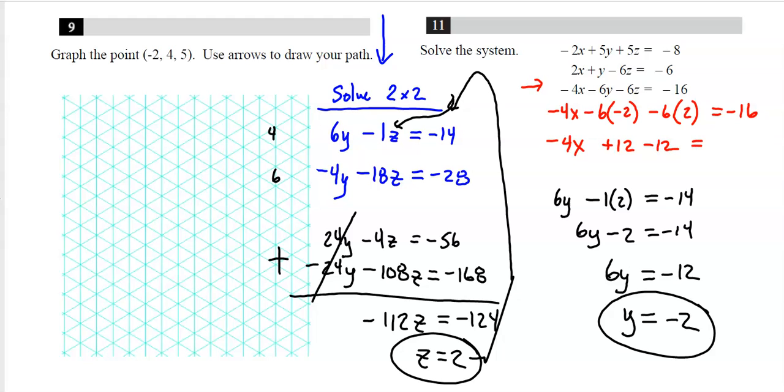That's negative 4x. That's plus 12 minus 12. Oh, man, we got lucky. Because plus 12 minus 12 just goes away. Divide both sides by negative 4. Sweet. I get x equals 4. So I finally have the answer. If you want to write that as an ordered pair, it's 4, comma, negative 2, not ordered pair, ordered triple. 4, negative 2, comma, 2. It's a lot of work. Problem's tough.